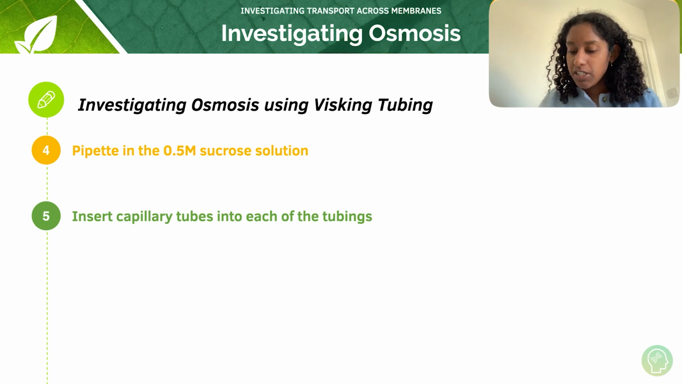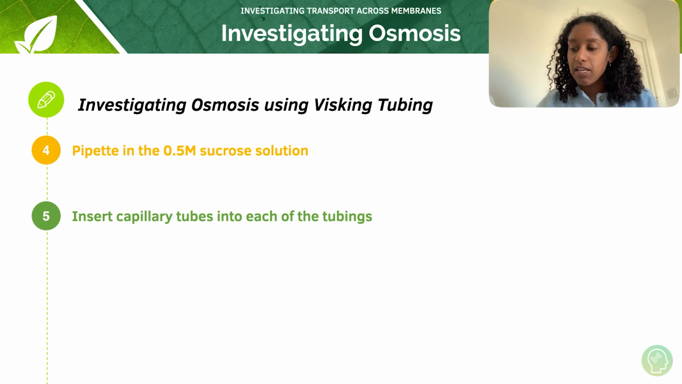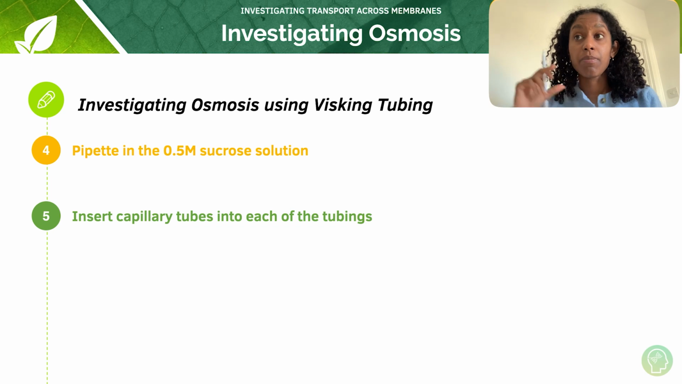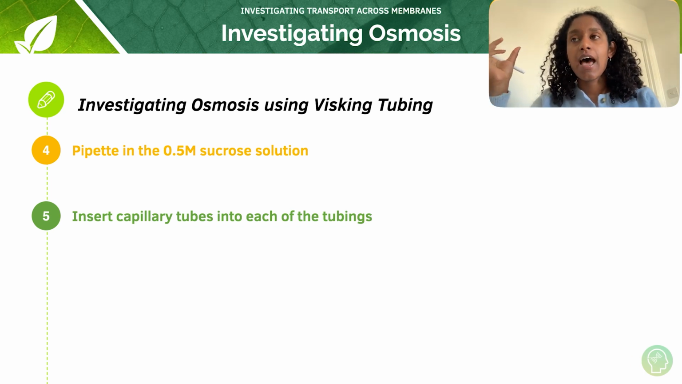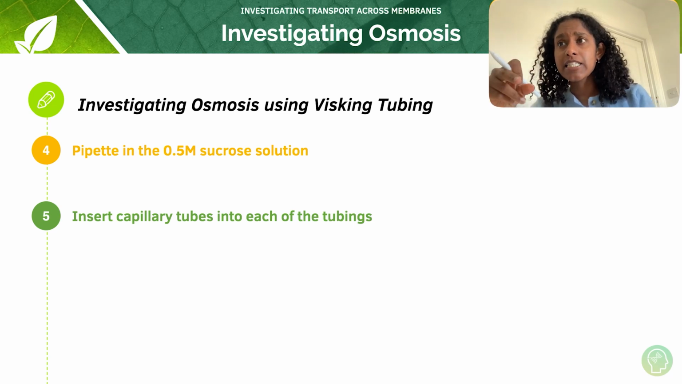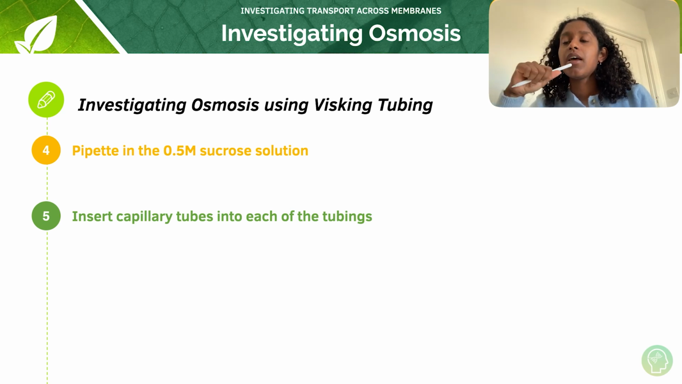And what we do is we then mark on the capillary tube the level at which the sucrose solution has risen. So I'm going to show you that on a diagram on the next slide. But for now you just need to understand that we have this capillary tube in our Visking tubing, and at the end of the experiment we're going to mark the level at which the sucrose solution has risen to.